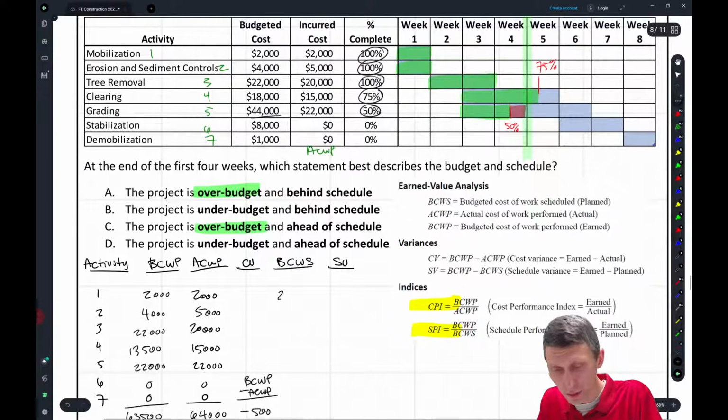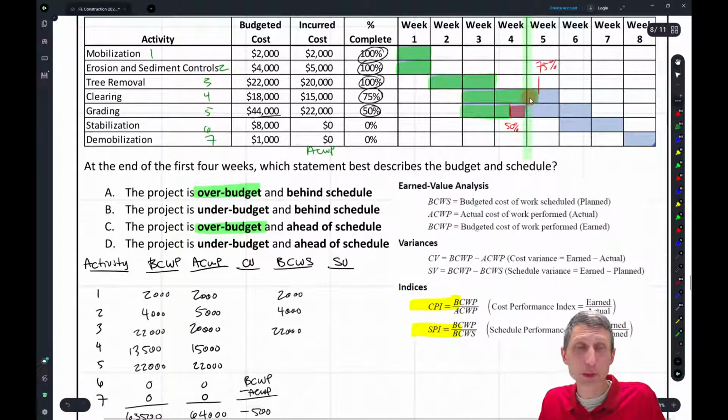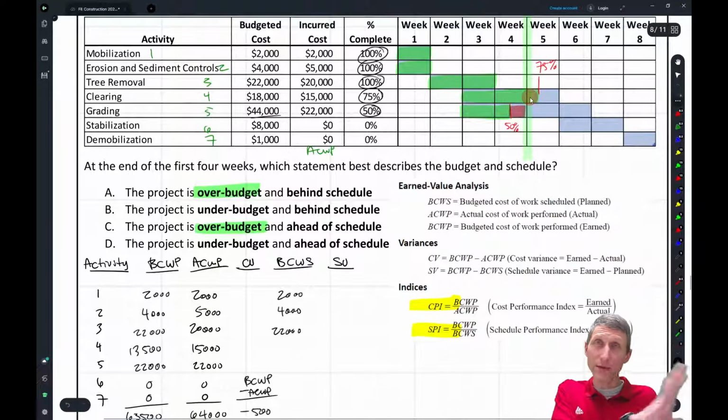work of that cost was going to be 2,000. We expected this one to be 100% done, so the budgeted work of that one should have been 4,000. This task was supposed to be 100%. The budgeted cost was 22,000. This one was only supposed to be 2/3 done. We're at 75, so we're ahead of schedule.